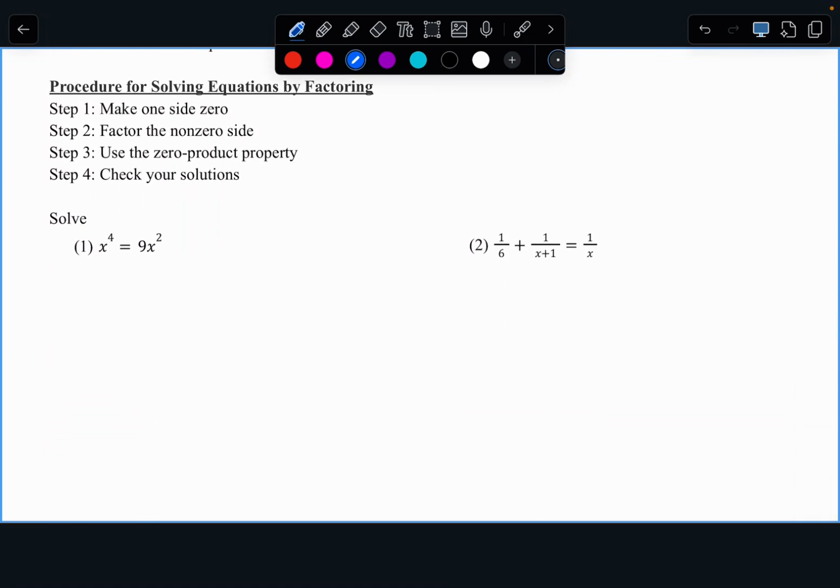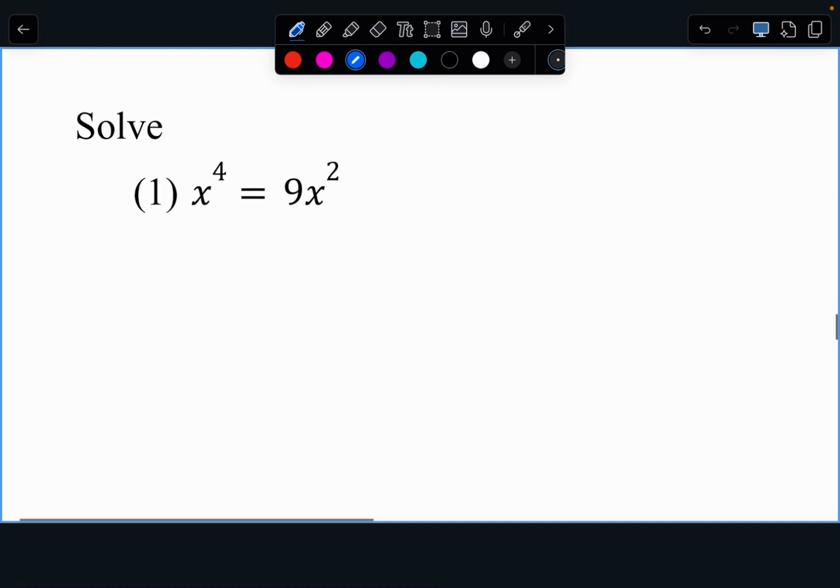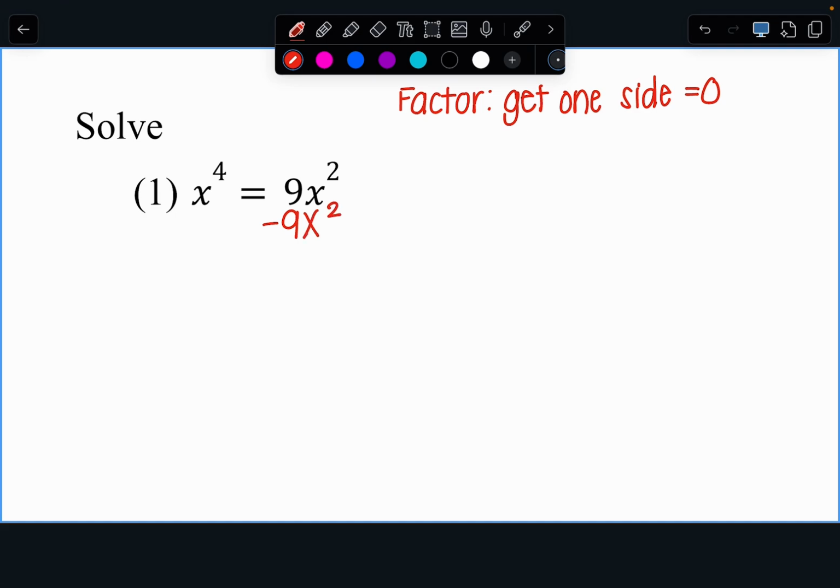Let's solve other types of equations. When possible, we want to try to factor. To factor, get one side equal to 0. So what we're going to do is subtract 9x squared. What you have to remember is that if they do not have the exact same exponents, we cannot combine them together. So they just go next to one another. x to the 4th minus 9x squared equals 0.